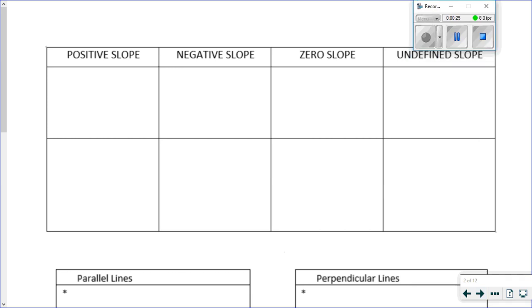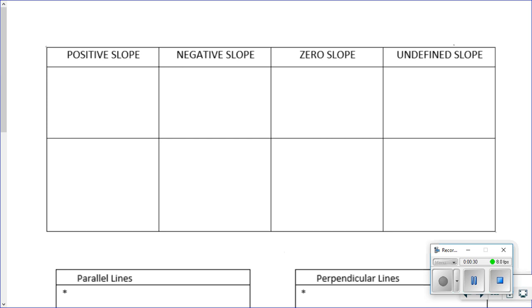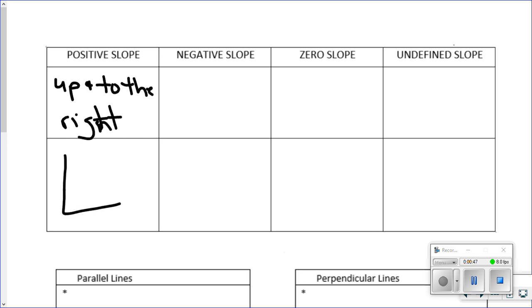Bit of a review here. A positive slope means it is going up, up, and to the right. Anyways, so on a graph, our line's going up like that. As we go to the right, it's going up.